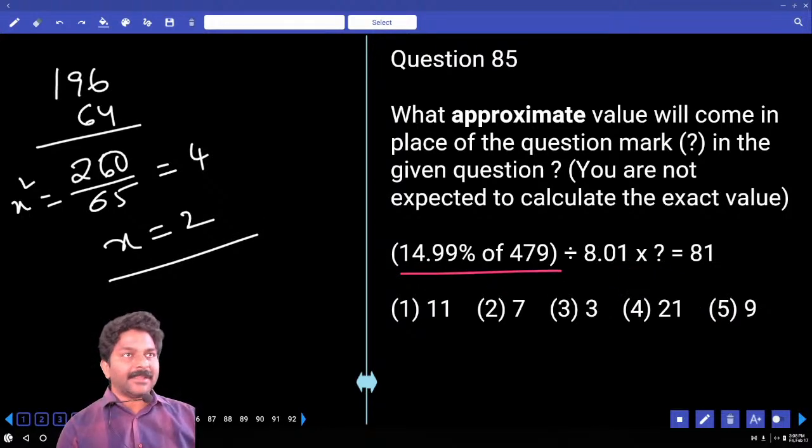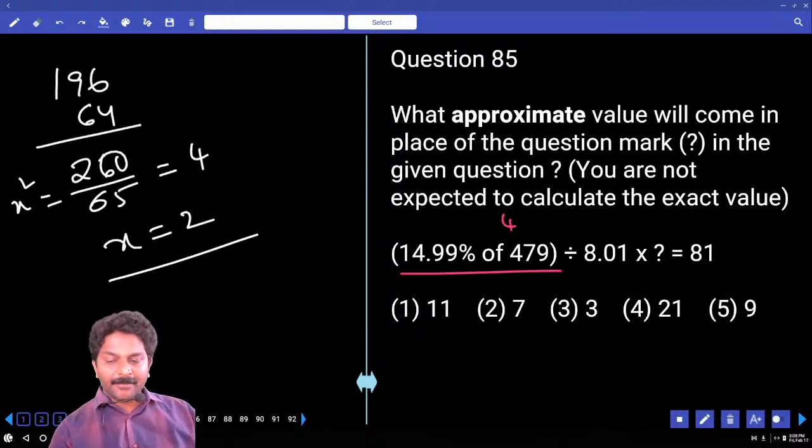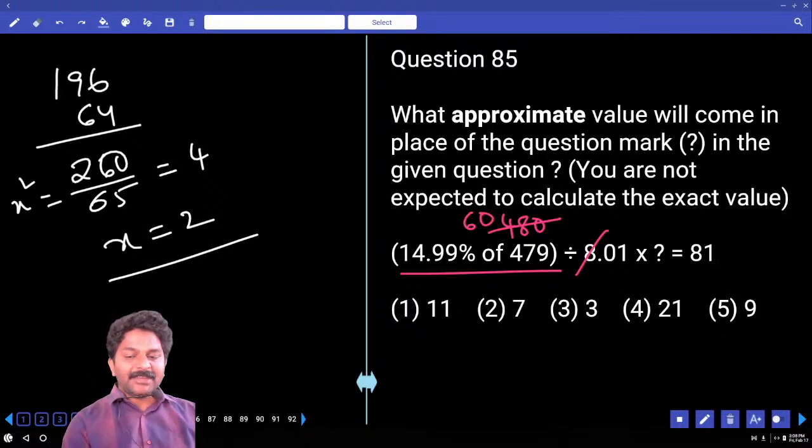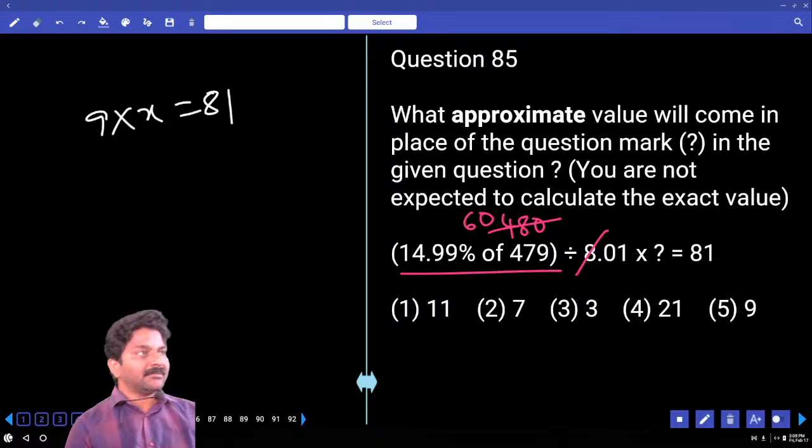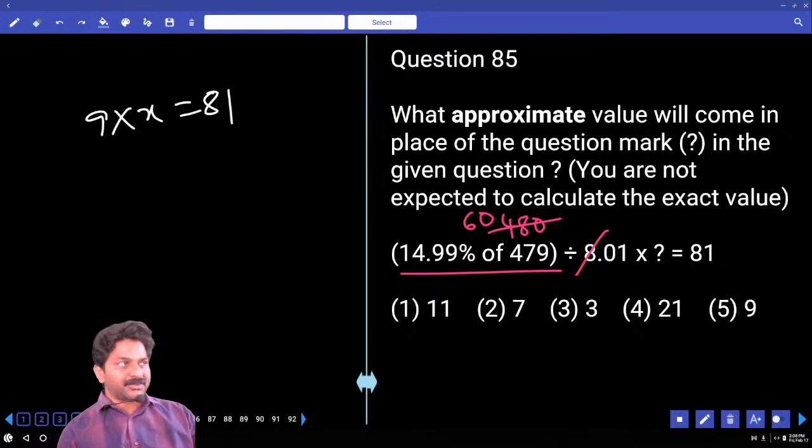15% of 480. Can I write like that? 480, 8 how many times? 60 times. 50% of 60, that is 9. 9 into which number gives you 81? 9, fifth option.